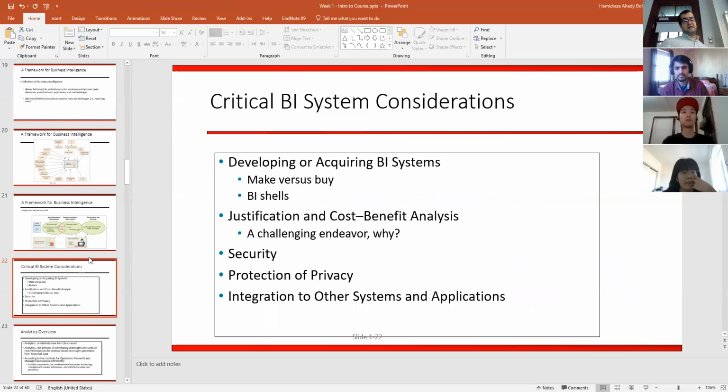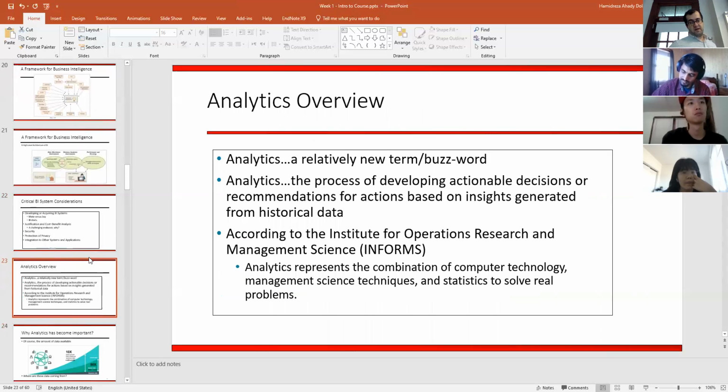There are some security and privacy issues too. Basically, you cannot show every data. Especially in healthcare, you have some limitation in terms of reporting or accessing the data.